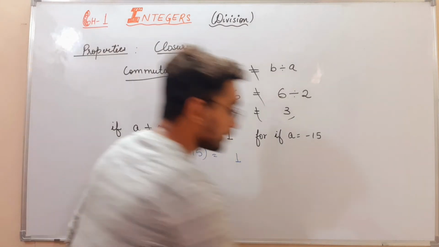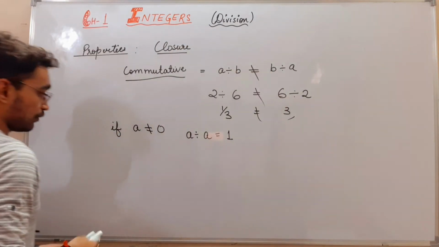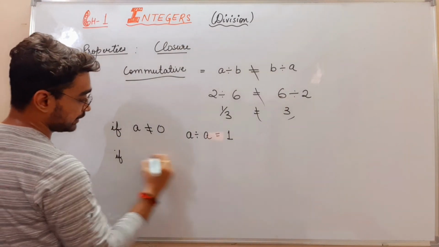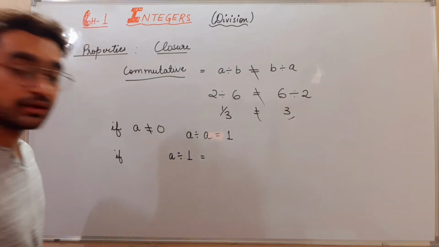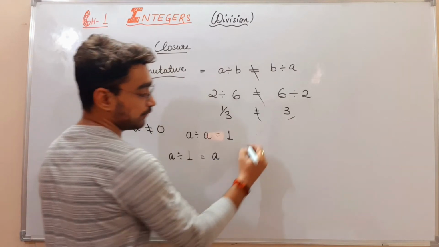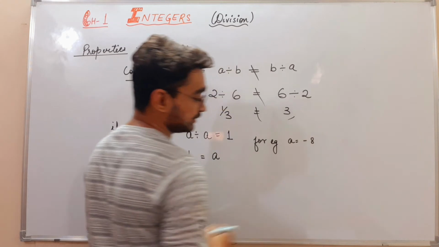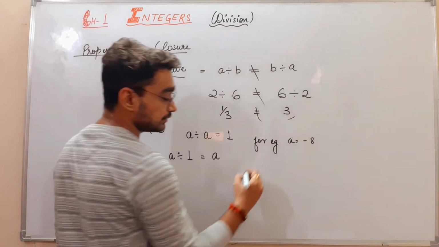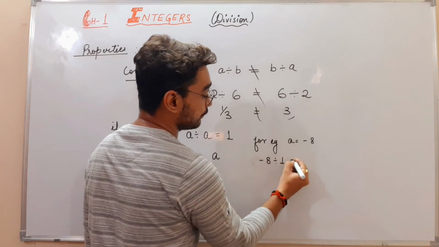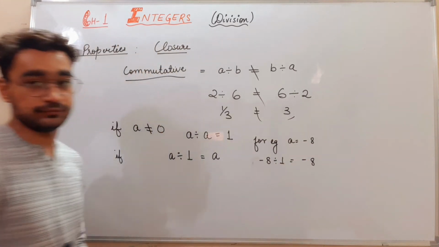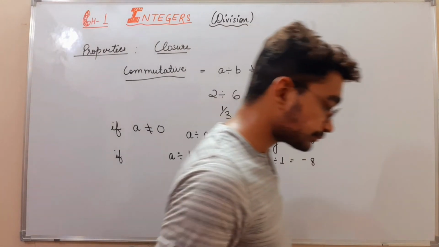Right? So like that, if A is not equal to 0, then A divided by A will be equal to 1. What will it be if we divide A by 1? If we are dividing A by 1, we are always getting the number itself. For example, if A is equal to minus 8, then I can write it as minus 8 divided by 1. What will be the answer? Minus 8 itself. Yes. So these are some properties of division.